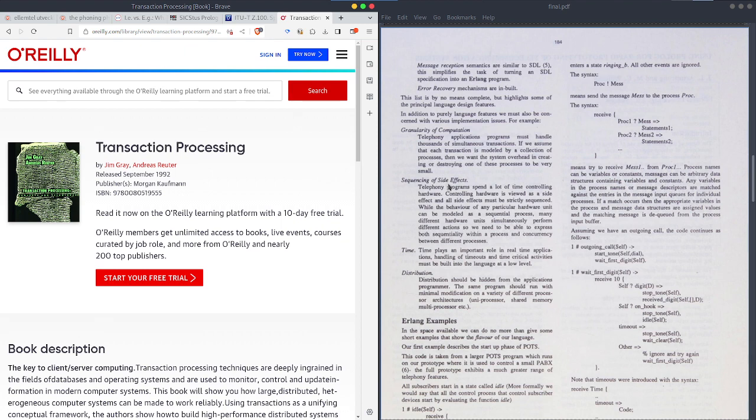So, sequencing of side effects. Telephony programs spend a lot of time controlling hardware. Controlling hardware is viewed as a side effect, and all side effects must be strictly sequenced. While the behavior of any particular hardware unit can be modeled as a sequential process, many different hardware units simultaneously perform different actions. So we need to be able to express both sequentiality within a process and concurrency between different processes.